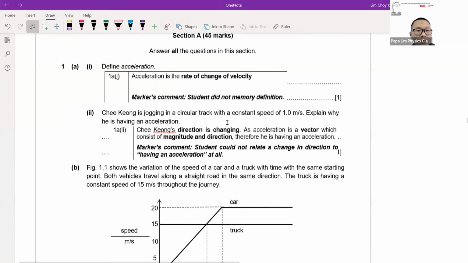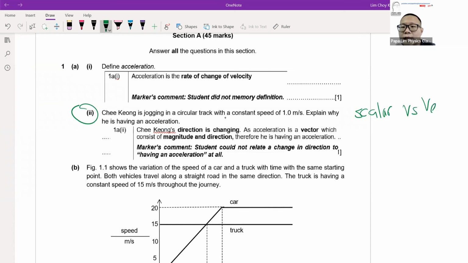Now for example, question 1A, I will not dwell too much. A part 2 is the one that I would say is quite an interesting question. It's a good question actually. It's something that we tend to forget, especially when we always think that scalar and vector is so simple. Question A part 2 dealt with the basics of vectors and scalars.